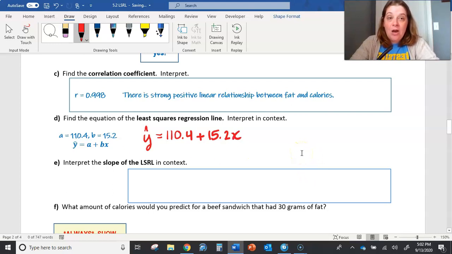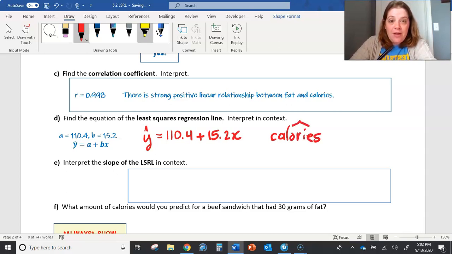Now, this is the only time when you see interpret in context that you are not going to write a complete sentence. Almost every other time, if it says interpret in context, you're going to write a complete sentence to explain, like there's a strong positive linear relationship between X and Y. Here, you're not going to. All you want to do is change these so that you're using the actual words. So instead of predicted Y, we're going to write predicted calories.